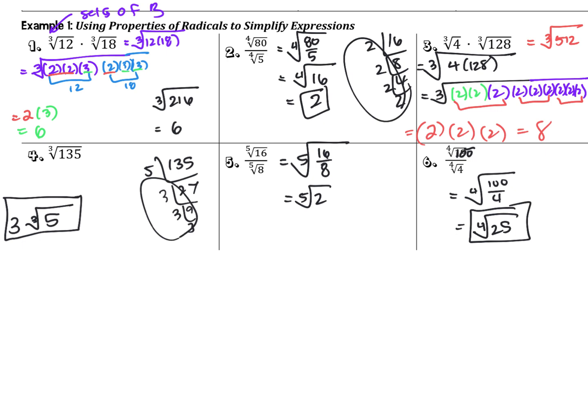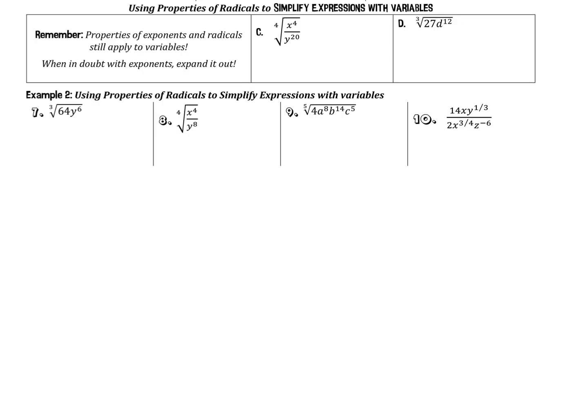So let's look at this same concept, but let's add variables in and see how having variables changes, or really doesn't change that much, what we're going to be working with. All right, so if we're simplifying using variables, the same rules apply that applied before. And as a reminder, we can still expand things out when we're not sure what we're supposed to do. When in doubt, expand it out. So you're going to treat your variables in the same way you would treat your numbers.